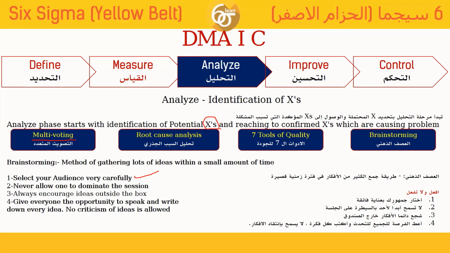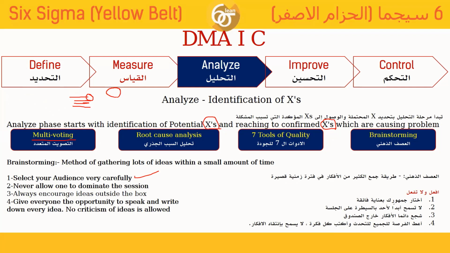Okay, you will use it until you reach the confirmed X's, which is the main root cause. We spoke about before, there are many root causes, and there is one main root cause. Like for example, we will know later. There is something we call the 6M's. It's like one of them.